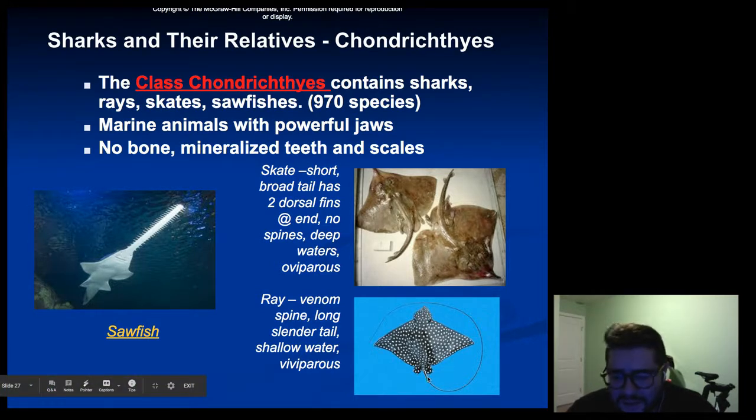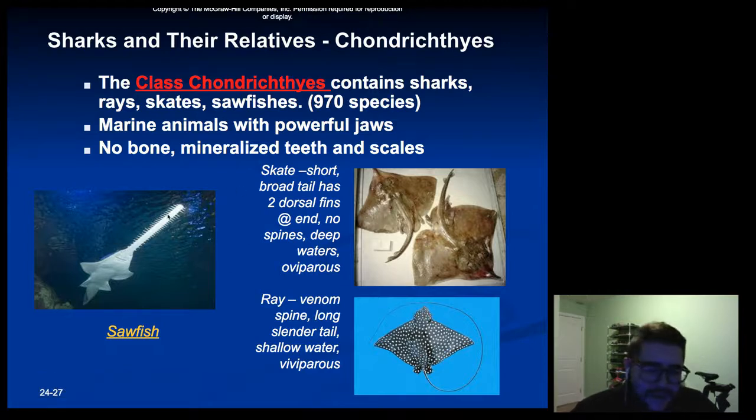You can generally tell rays' tails are longer. They have a stinger, which is also called a spine, while skates don't. Their bodies are a little bit more long and slender, while a skate's are more broad and a little fatter. And then this animal over here is called a sawfish.